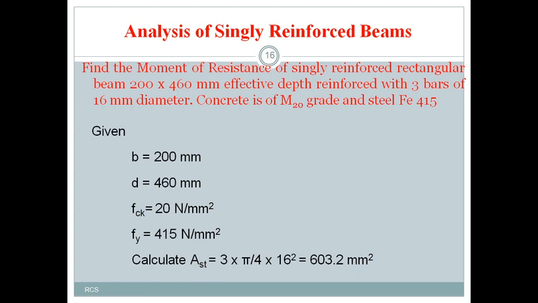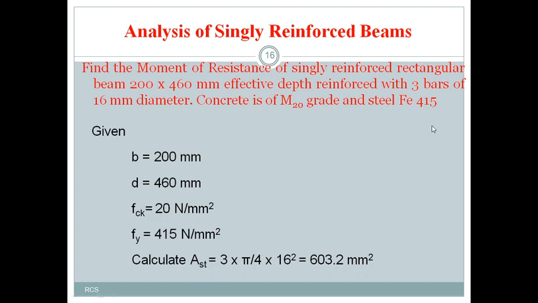Generally, steel bars have a cross section of a circle. You know how to calculate the area of a circle, so that is pi by 4 d square. And how many bars are there? Say n number of bars are there. For calculating the area of steel in tension, that is n multiplied by pi by 4 into d square. That is the formula for calculating area of steel.